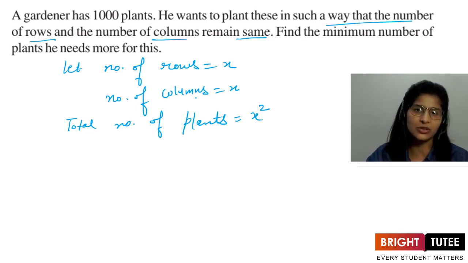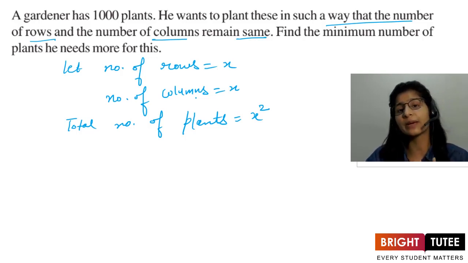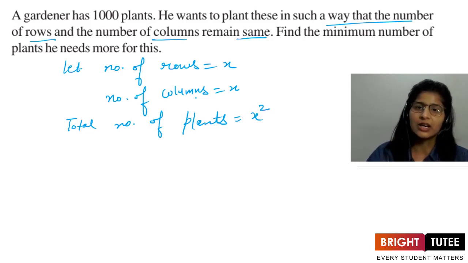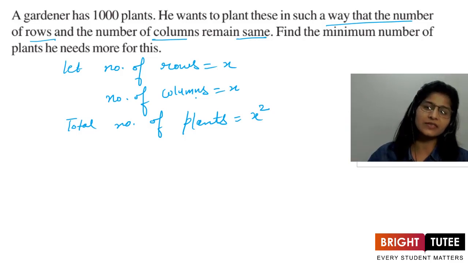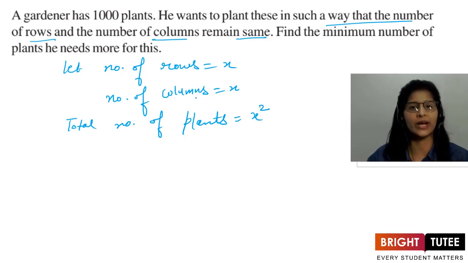So what we have to do, we have to make it a perfect square so that the number of rows and number of columns are equal. If the number of rows and number of columns are equal, it forms a complete square. Correct? So we have to actually get from 1000 a perfect square number, and they are asking what is the minimum number of plants that he needs more. That means we have to add something to it.